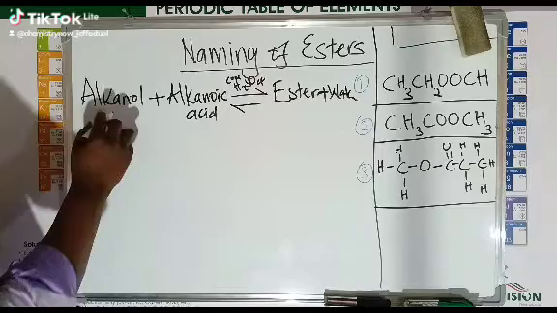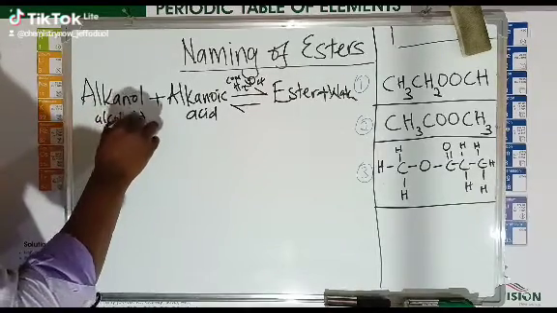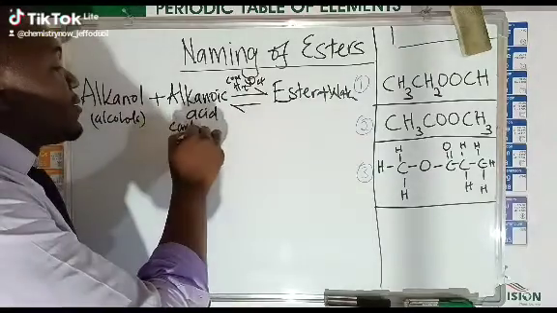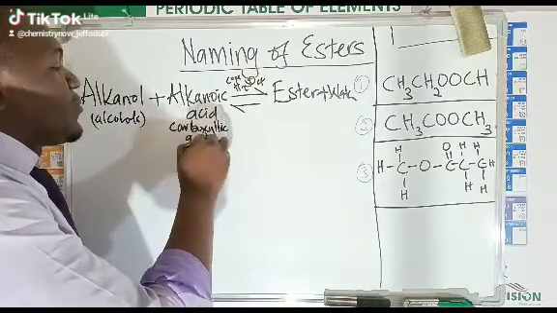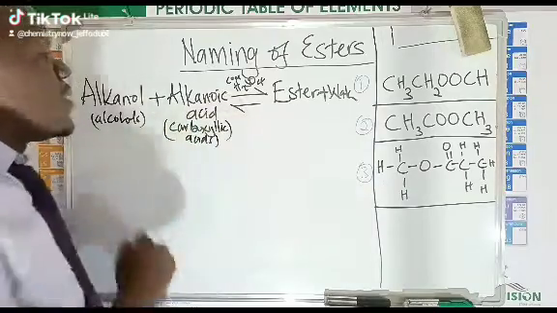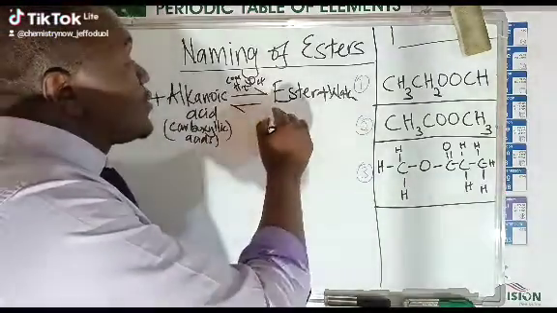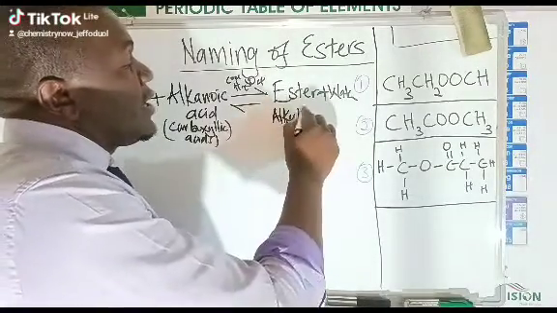Now alcohols, alkanols, are also known as alcohols. And alkanoic acids are also referred to as carboxylic acids. That one should not be confusing. The general name for an ester is alkyl alkanoate. Sometimes you may find that they are called alkyl alkanoates.